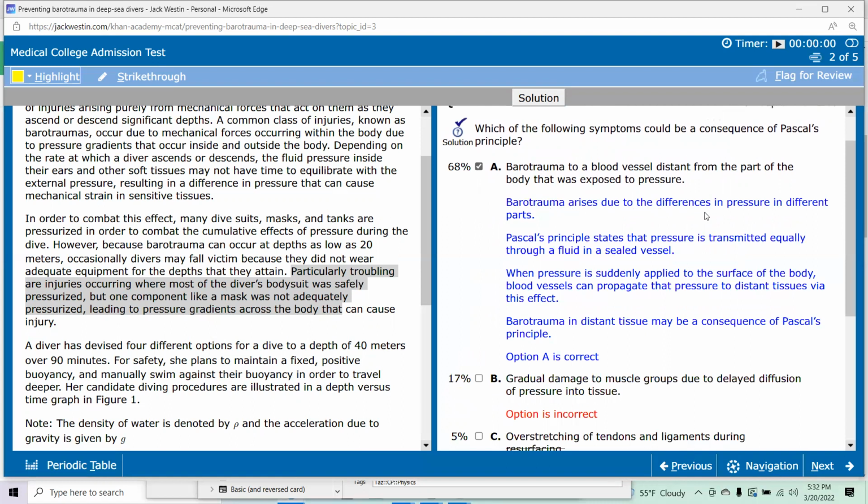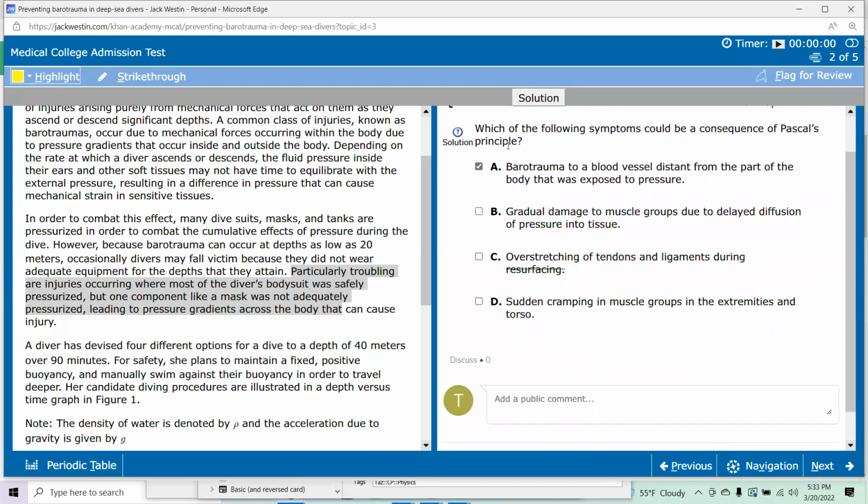Barotrauma arises due to differences in pressure in different parts. Pascal's principle states that pressure is transmitted equally through a fluid in a sealed vessel. When pressure is suddenly applied to the surface of the body, blood vessels can propagate that pressure to distant tissues via this effect. Barotrauma in distant tissues may be a consequence of Pascal's principle.